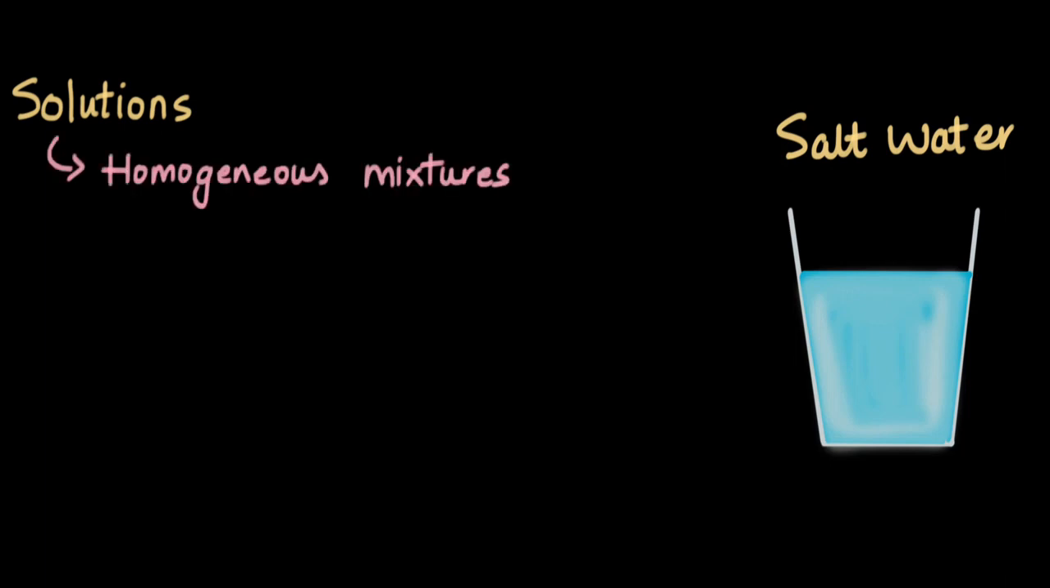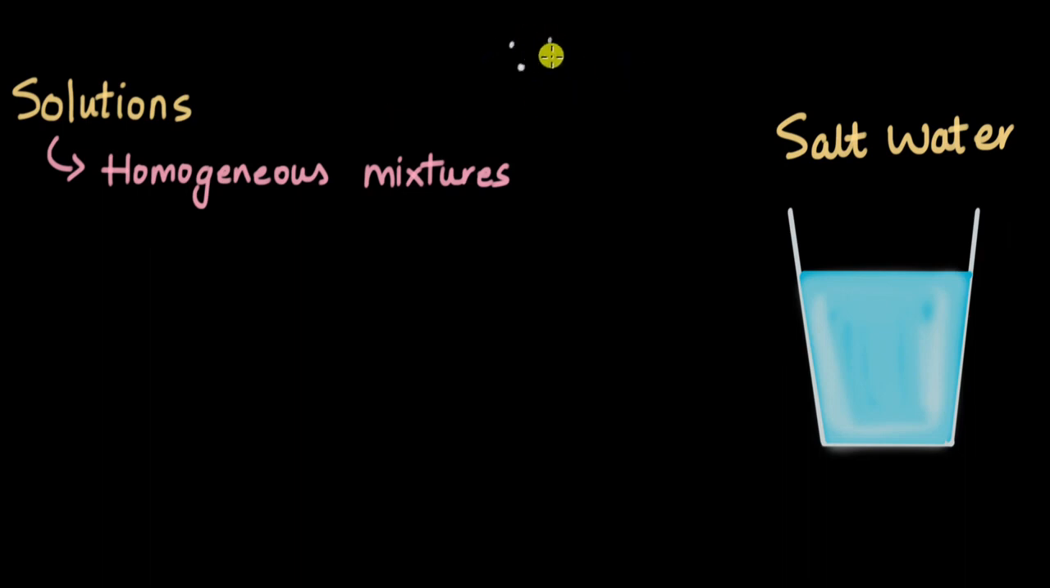Now, the first characteristic of a solution is that it's a homogeneous mixture, which also means that the solute, in this case the salt, is evenly or uniformly distributed across the body of the water. It is dissolved in water. And what does that really mean though? So let's think about it.